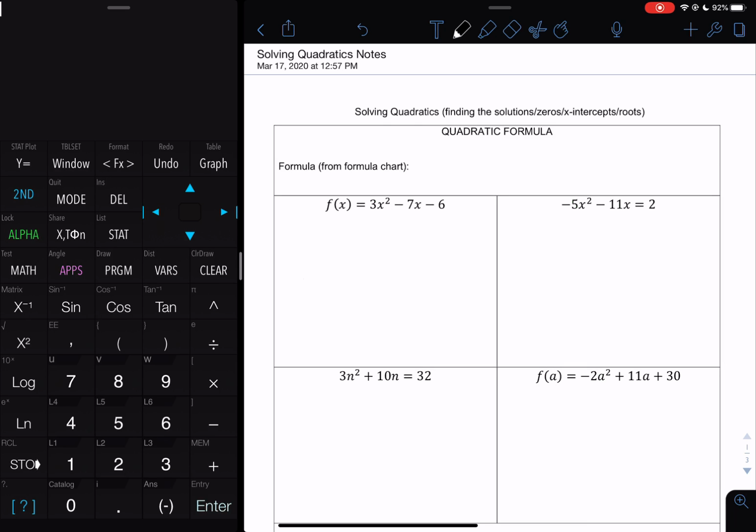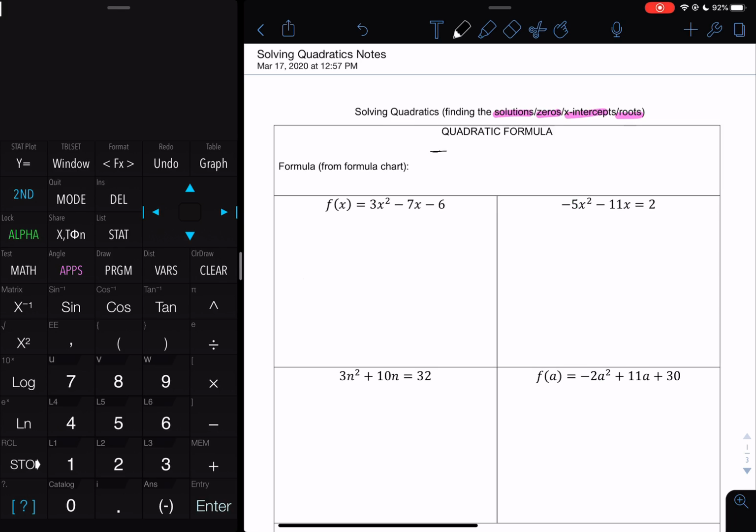Hello students, today we are going to be solving quadratics. To solve quadratics, what we're doing is finding the solutions, the zeros, the x-intercepts, or the roots. To solve the quadratic this time, we are going to use a formula that is called the quadratic formula.